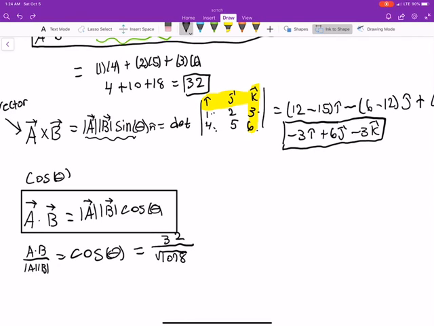I guess if you wanted to be general here, this would be i, j, k, a sub x, a sub y, a sub z, and then the same thing with our other vector, if we wanted to be as general as possible.